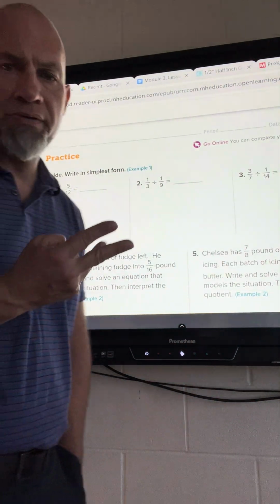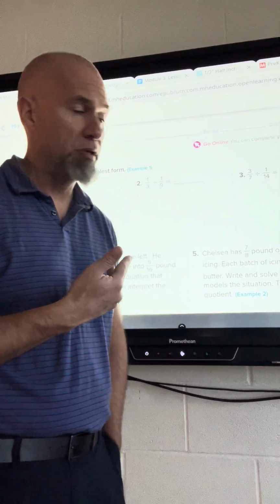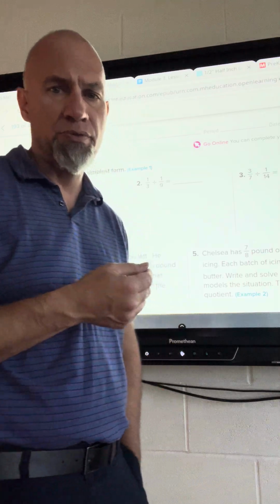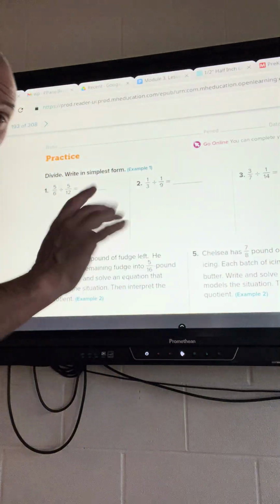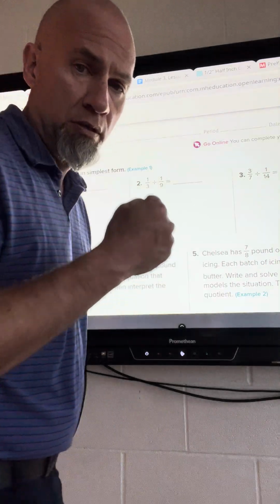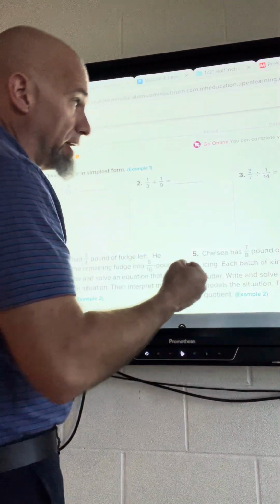I'm going to go through 3 different ways to solve number 1, and I guess we could probably do 3 different ways to solve number 2 as well. Okay, so, or number 4, I'm sorry. So the first one, 5/6 divided by 5/12. We started with diagrams in class.